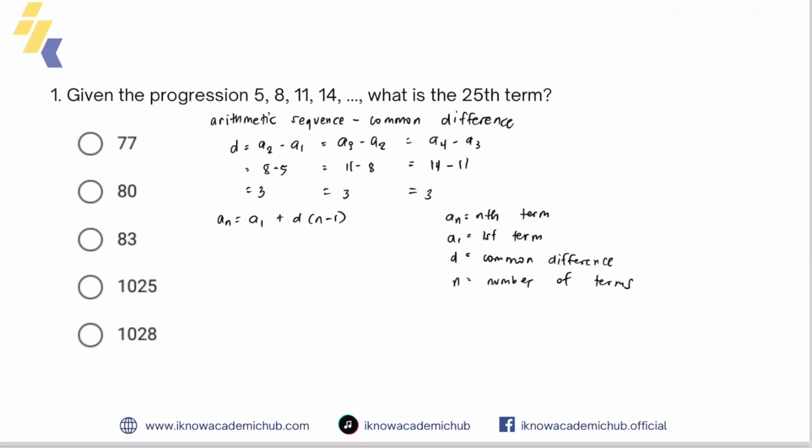Okay. So, let's substitute the values. A sub 25 is equal to a sub 1, that's the first term, it's 5, plus common difference is 3 times n is 25 minus 1. So, we have 5 plus 3 times 25 minus 1 is 24. And we have here 5 plus 72. So, the answer here is 77.